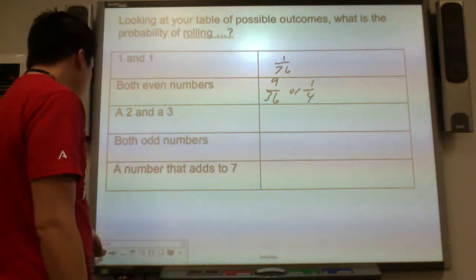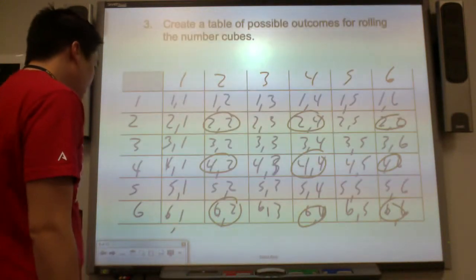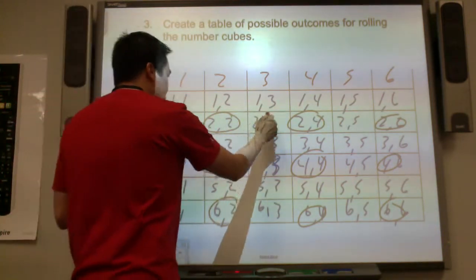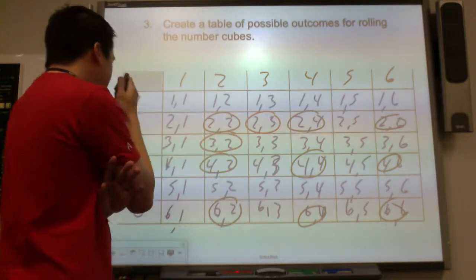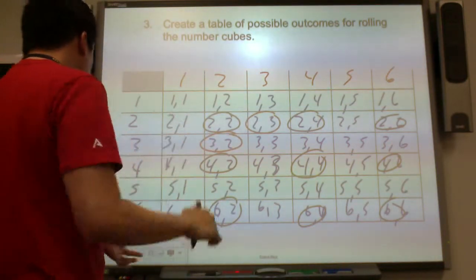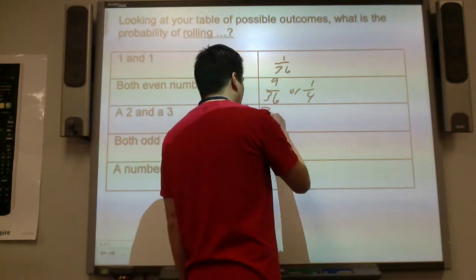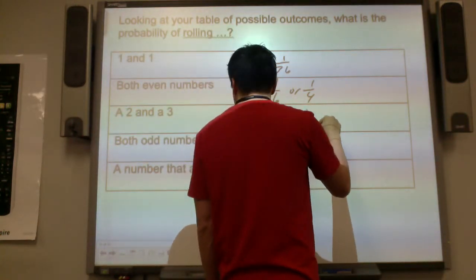Rolling a 2 and a 3. How many 2s and 3s? Rolling a 2, then a 3. That's a 2 and a 3. That's a 2 and 3. Any other 2 and 3? Nope. 2 out of 36, or 1 out of 18.